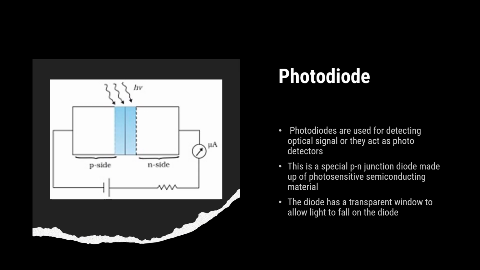Photodiode is another application of the p-n junction diode. Photodiodes are used for detecting optical signals, or they act as a photodetector. So this is a special p-n junction diode that is made up of photosensitive semiconductor material. The diode has a transparent window to allow light to fall on it.